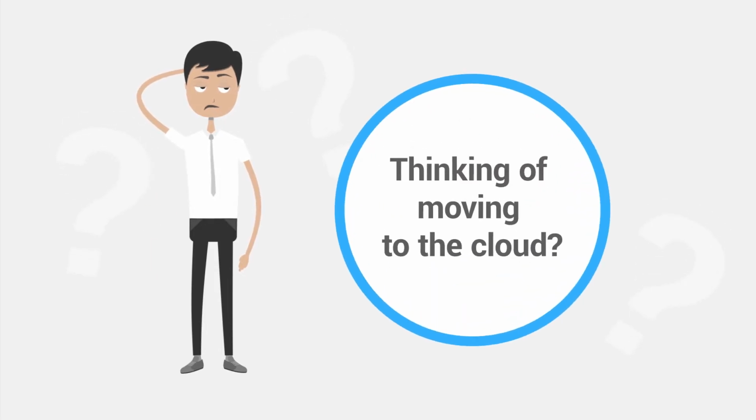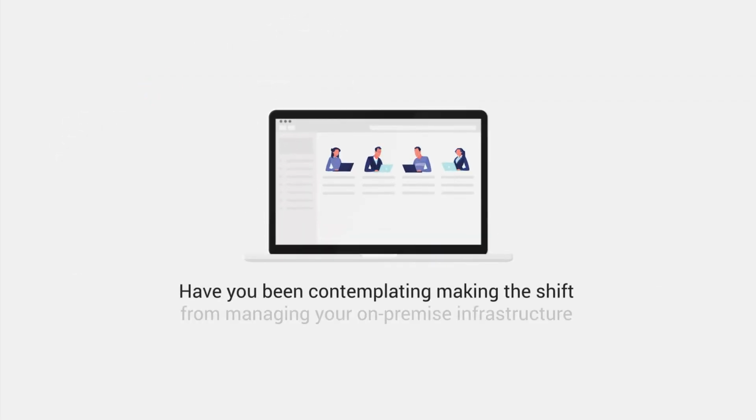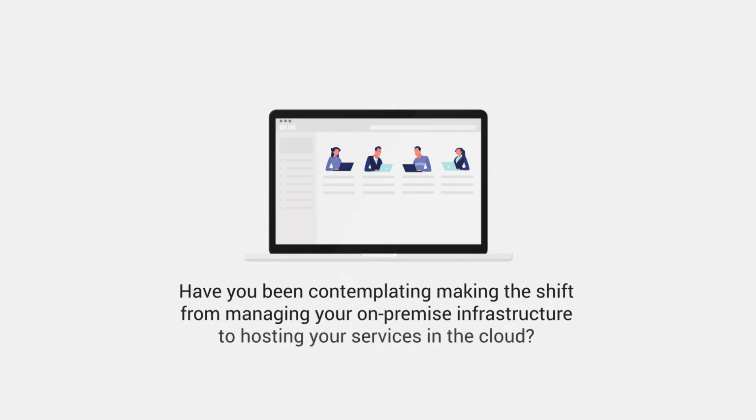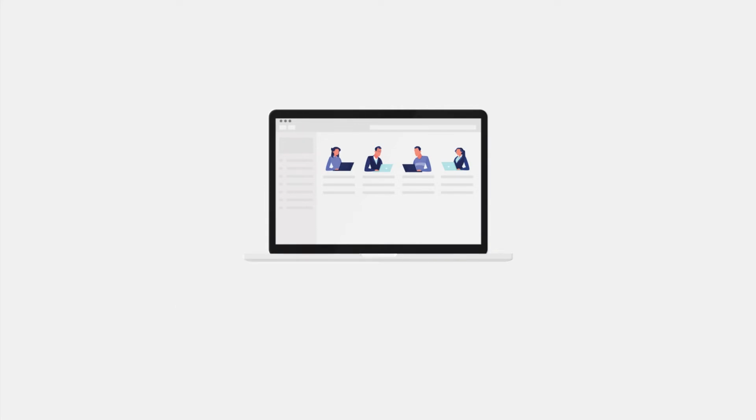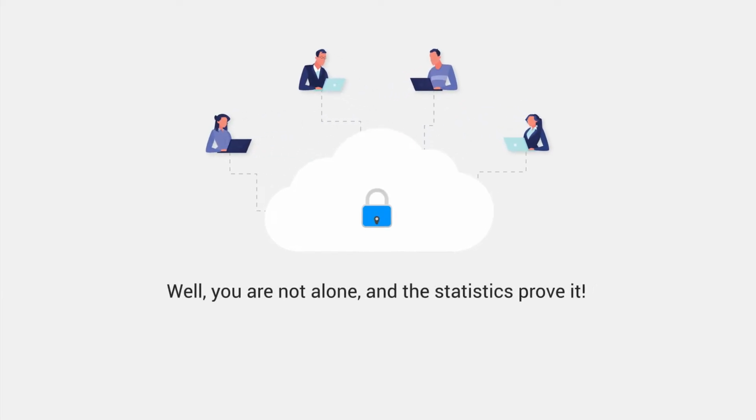Thinking of moving to the cloud? Have you been contemplating making the shift from managing your on-premise infrastructure to hosting your services in the cloud? Well, you are not alone, and the statistics prove it.